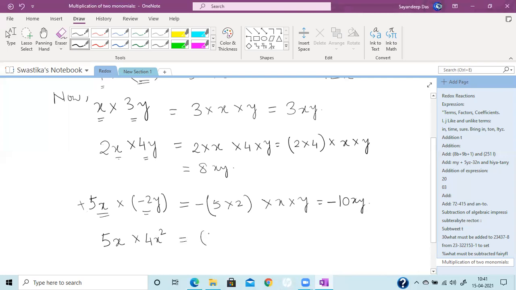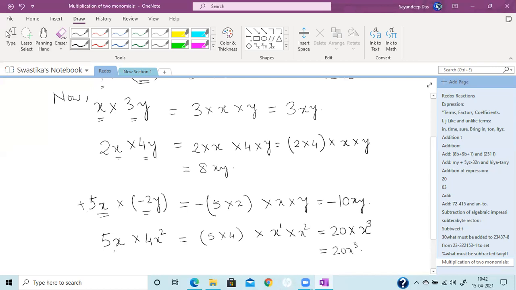So we can write like this: 5 into 4 into x into x squared. So this is 5 4s are equal to 20, and x into x squared. Here you will have to see that the variable is x, but add their power. That is, first x raised to the power 1. Nothing is written means it is 1. 1 plus 2 is equal to 3. So the answer is 20x cubed.